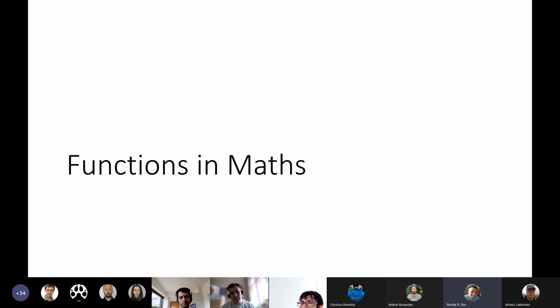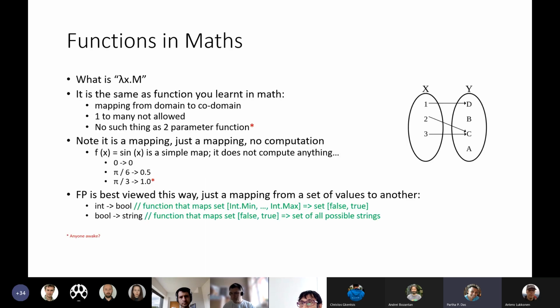Now a quick detour: functions in maths. Yeah, I'm running late. Now, what is a function in math, and how does it relate to functional programming? So x is the parameter and m is the function body. It's the same function that you learned in math. Namely, there is a domain, there is a codomain, and a function is a mapping. Both are sets. You take a member of a set and map it to another member of another set.